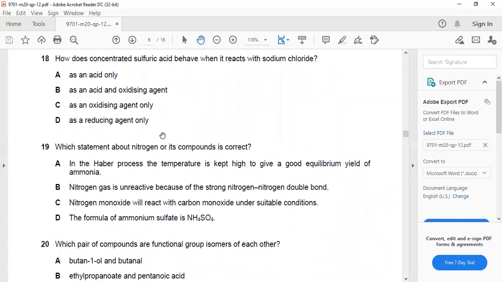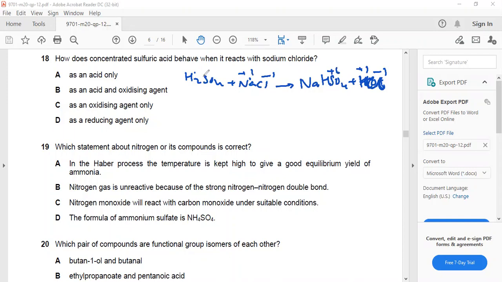18. How does concentrated sulfuric acid behave when it reacts with sodium chloride? You may see one of the equations. There are two ways you can write the equation. One way is NaHSO4 plus HCl. And there is no change in oxidation state.